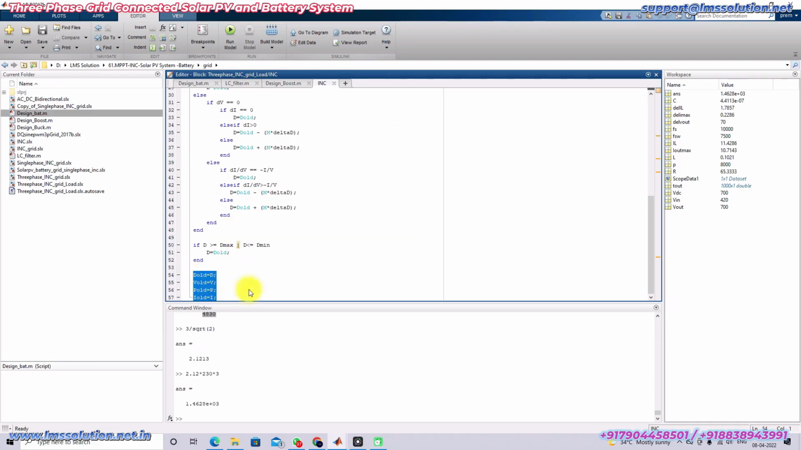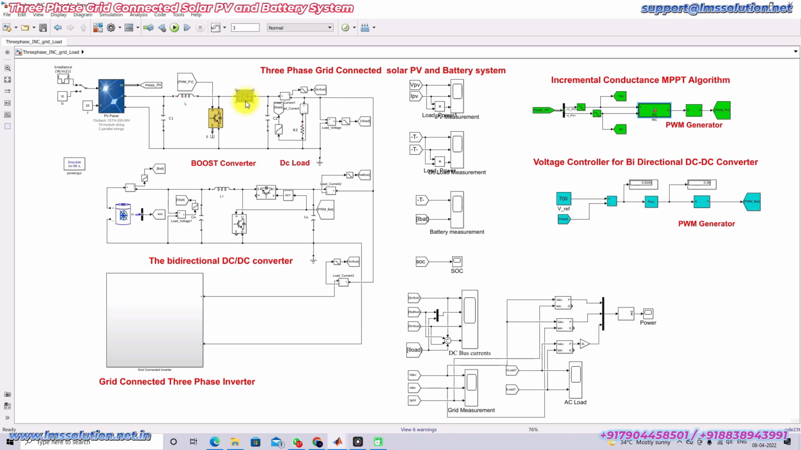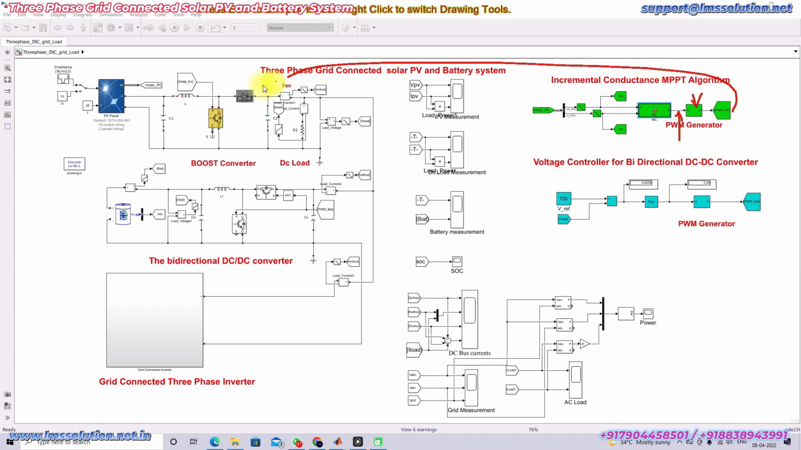After that, every iteration you have to override the old duty cycle. That means V old, P old, I old. So when we keep on executing, you get the maximum power from the PV panel. Here you can see that it provides the duty cycle, which is processed by the PWM generator. It will generate the pulse, and this pulse controls the IGBT in order to extract the maximum power from the PV panel.